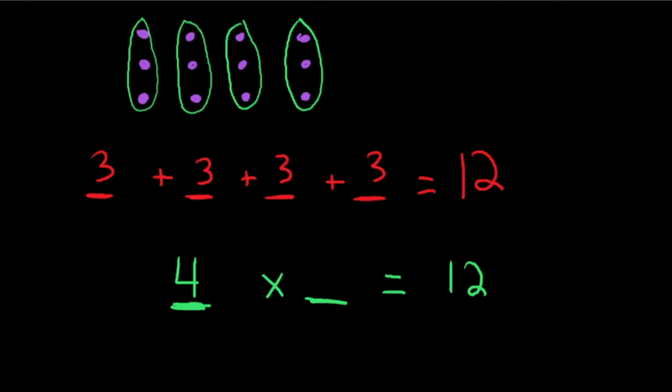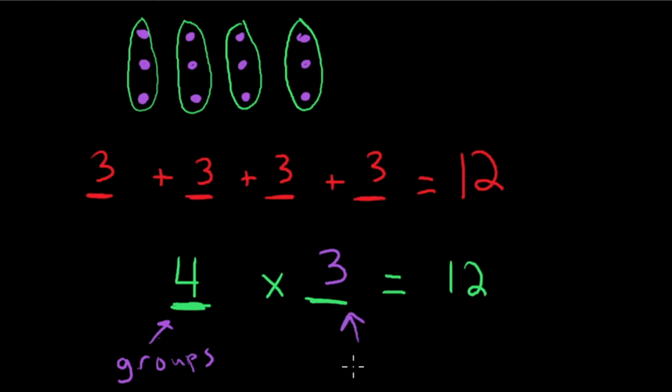Now, how many is in each group? Okay, there are 4 groups. Now I want you to count how many is in each group. Let's look. 1, 2, 3. 1, 2, 3. 1, 2, 3. 1, 2, 3. How many are in each group? There are 3 in each group. There are 4 groups. So this is how many groups. I'll write that in here. Groups.